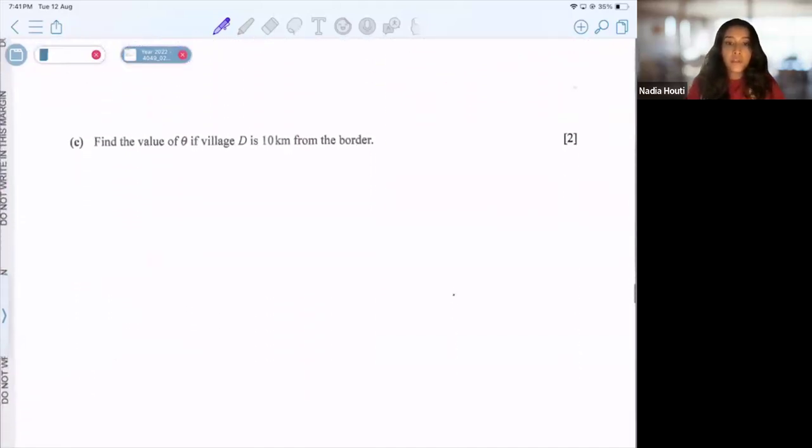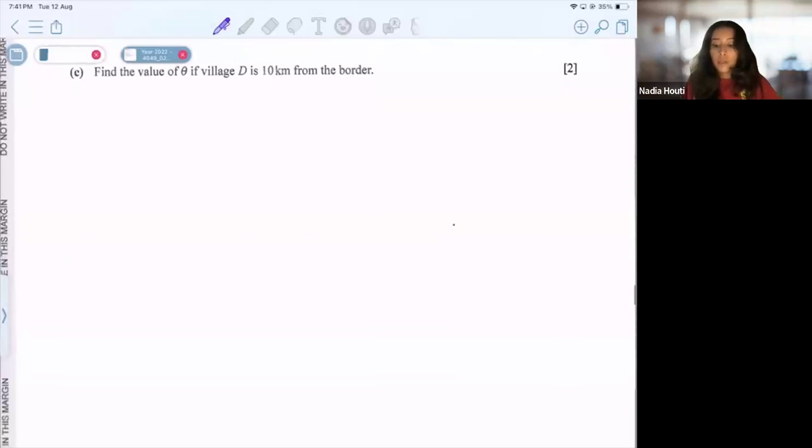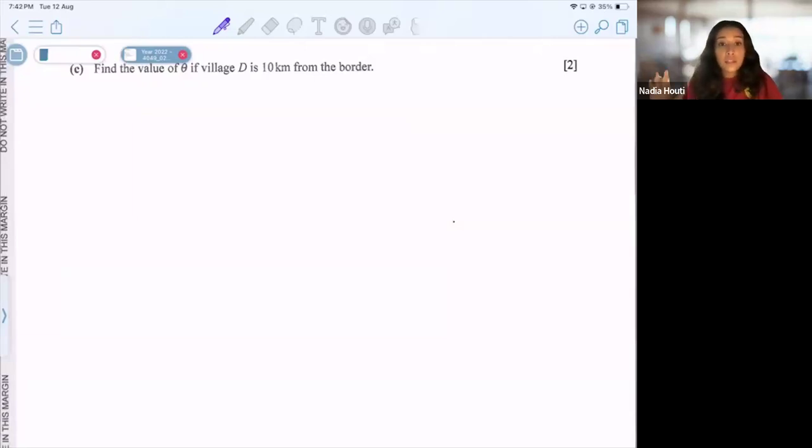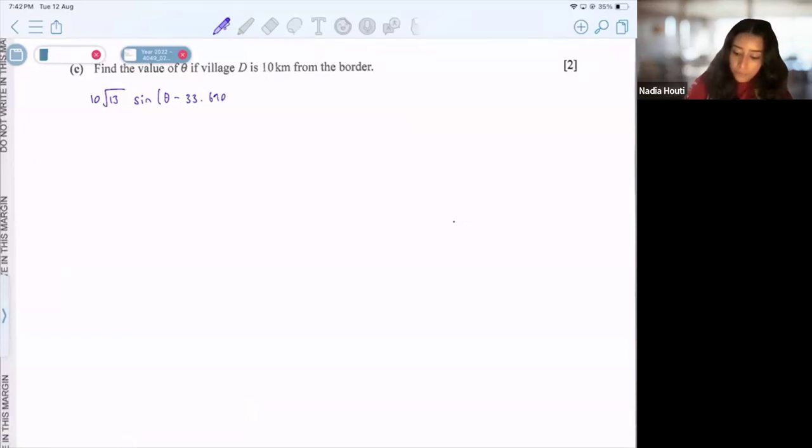Part C, find the value of theta if village D is 10 kilometers from the border. So notice the expression we just found. That is basically the distance between D and the border, right? So we can just equate that to 10. So 10 square root 13 sine, let's use the intermediate answer, is equal to 10.